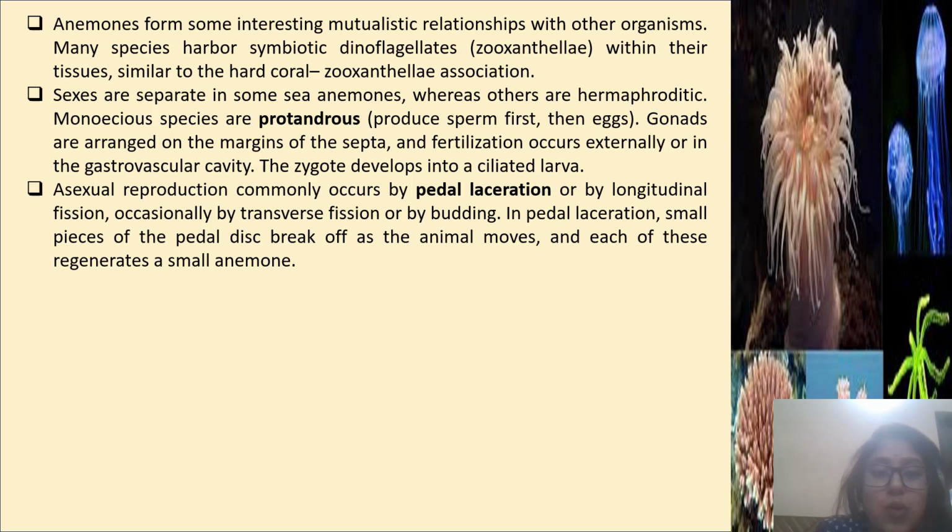Asexual reproduction commonly occurs by pedal laceration or by longitudinal fission, occasionally by transverse fission or by budding. In pedal laceration, small pieces of the pedal disc break off as the animal moves, and each of these regenerates a small animal.